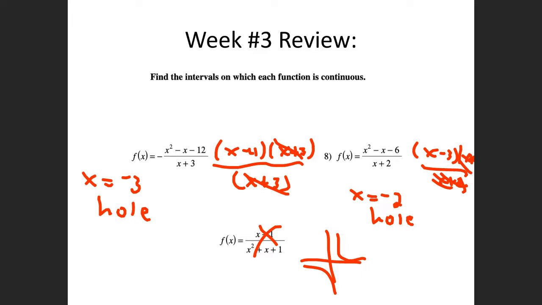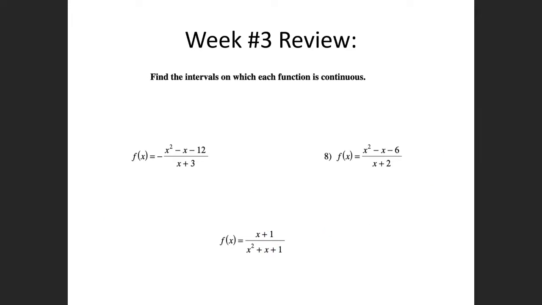But now, let's say I gave you something like this. I'm going to flip this one over. I'm going to say, what if I gave you a problem like x plus 3 over x squared minus x minus 12? Well, again, I would factor. The top doesn't factor, but the bottom does. The bottom factors to x minus 4 times x plus 3.